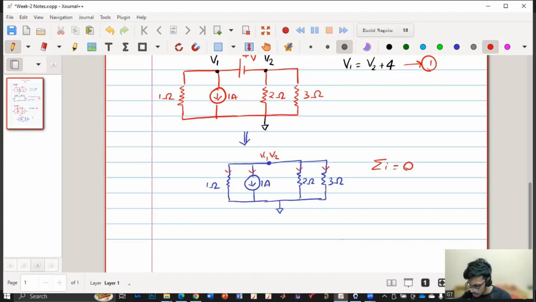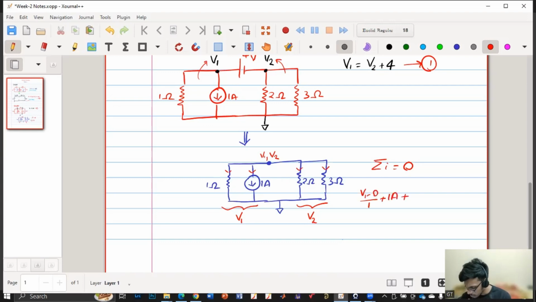So while considering these two, I'll consider V1, and while writing the current in this, I'll consider V2. Why? Because these two are connected to V1, and these two are connected to V2. So that's why I have not interchanged any elements, and I have considered them in the same format. So if I consider sigma I like that, I'll get V1 minus 0 by 1 plus 1 ampere.